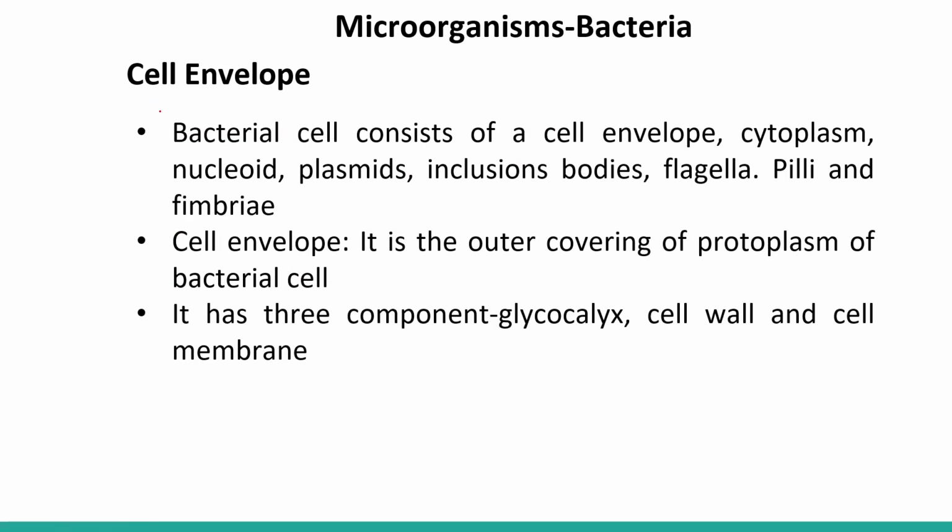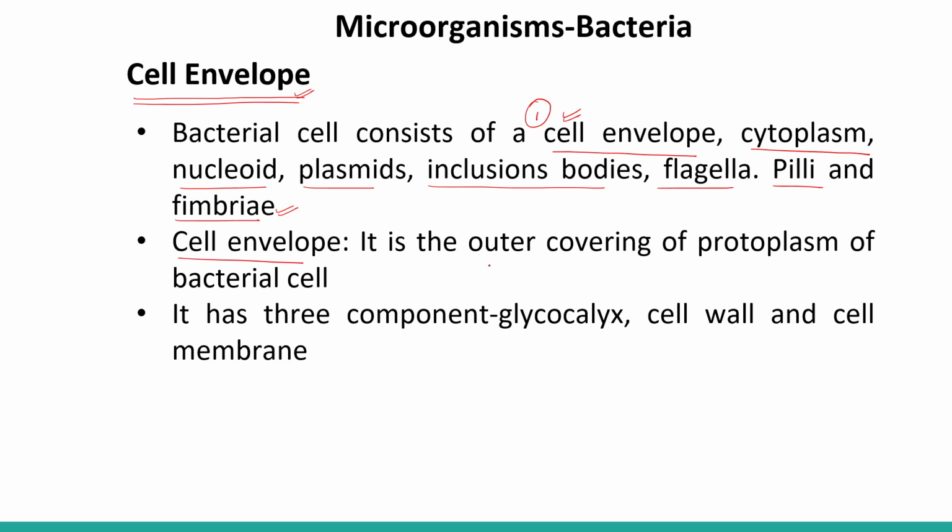Okay, so let us discuss the different structures present in the bacterial cell. Starting from the outer side, we have the cell envelope. Very, very important, the cell envelope. So the bacterial cell consists of the cell envelope, cytoplasm, nucleoid, plasmid, inclusion bodies, flagella, pili, and fimbriae. These are all different structures present in the bacterial cell. Number one is the cell envelope. Let us discuss this cell envelope.